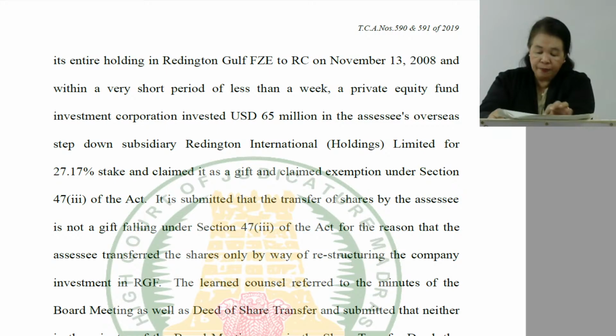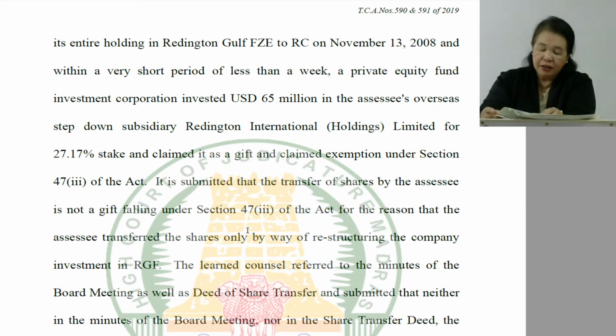So, yung shares of stocks ng Redington Golf FCA, tinransfer niya sa Redington, Cayman, no? On November 13, 2008, and within a very short period of less than a week, no? Less than a week. A private equity fund investment corporation invested $65 million in the assets overseas.